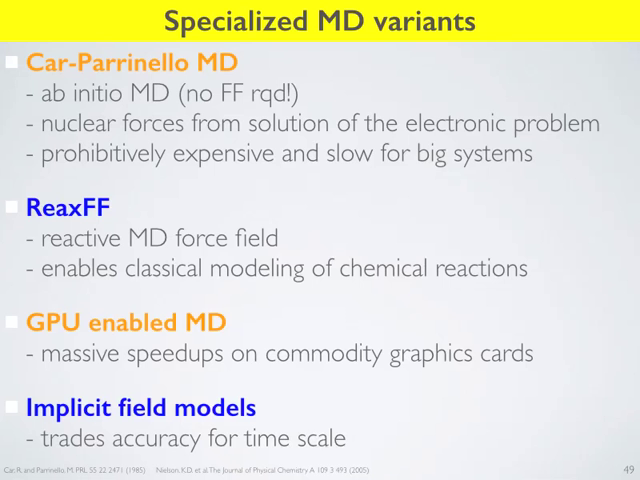Okay, a couple other ones. GPU-enabled molecular dynamics. Just like Quantum Espresso has recently been developed to run on GPUs, you can run molecular dynamics codes like LAMMPS and GROMACS on GPUs. So if you have an old PlayStation at home that's collecting dust, you can actually use the graphics processor on that PlayStation to run molecular dynamics simulations.